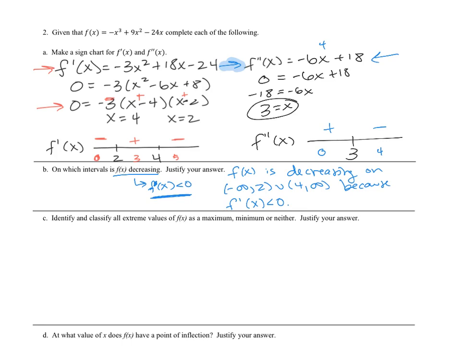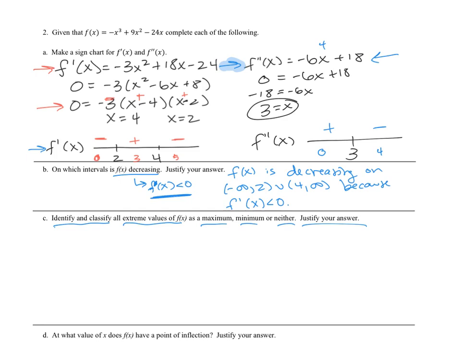C says, identify and classify all extreme values of f as a max, min, or neither, and justify your answer. Well, in order to be a max, f prime has to change from positive to negative. To be a minimum, f prime has to change from negative to positive. To be neither, f prime does not change signs at that critical value. When I look back here at my sign chart for f prime, I see that I do change signs at each of those critical values.